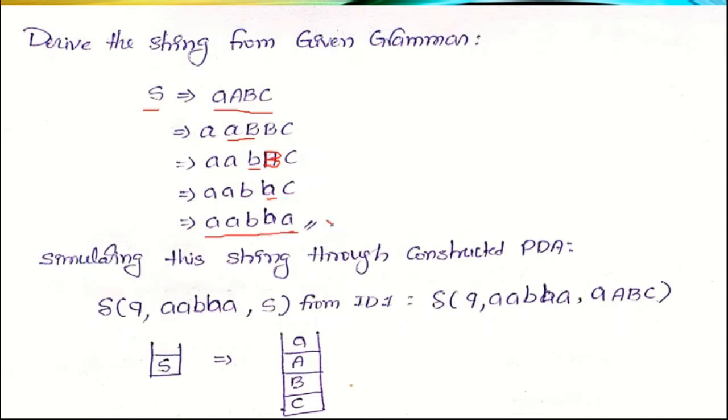So this string is derived from the given grammar, so our constructed PDA must accept this particular string. So we consider this particular string as input from the current state q or initial state q and perform the simulation. Here q is the current state, and the top of the stack is S. From ID1 we can perform the push operation ABC. Initially the stack contains only the top of the stack as S, the starting symbol of the grammar. So now it can be replaced with its production from ID1, ABC.